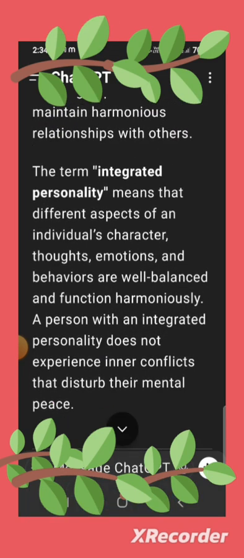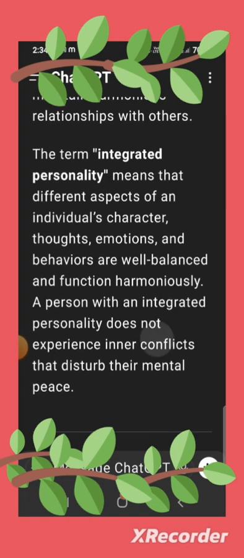So, mature and integrated personality. A mature and integrated personality refers to an individual who has developed emotional, cognitive, and social stability. Integrated personality means that different aspects of an individual's character, thoughts, emotions, and behaviors are well balanced and function harmoniously.